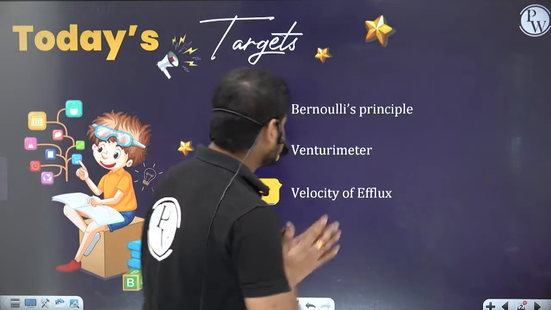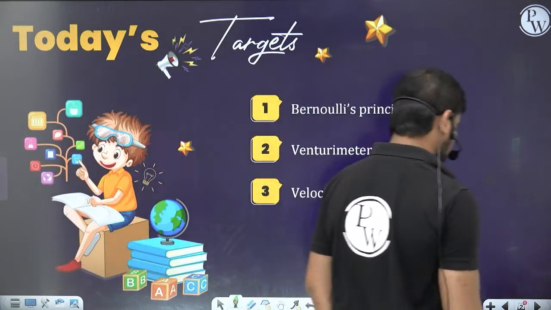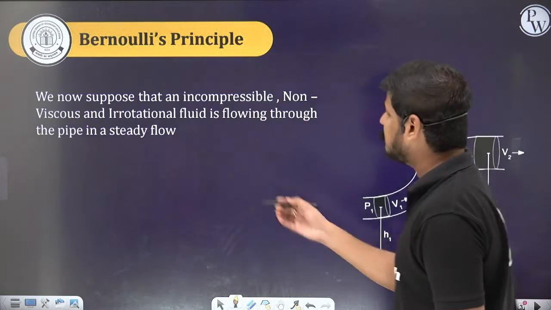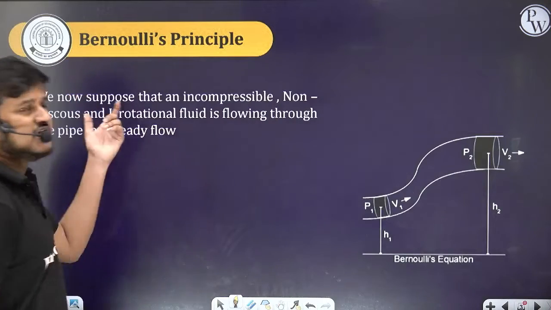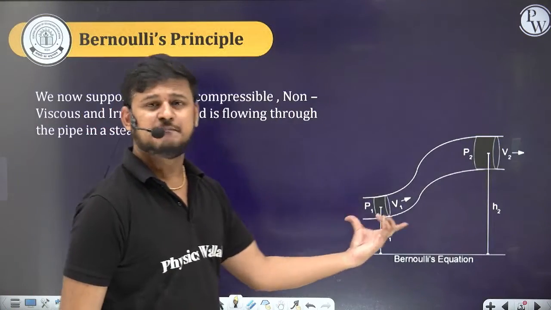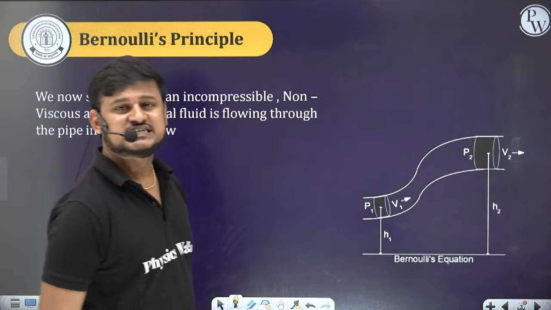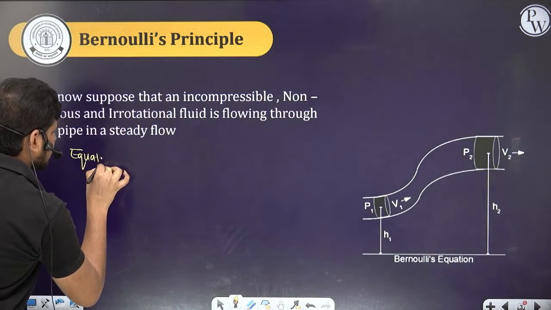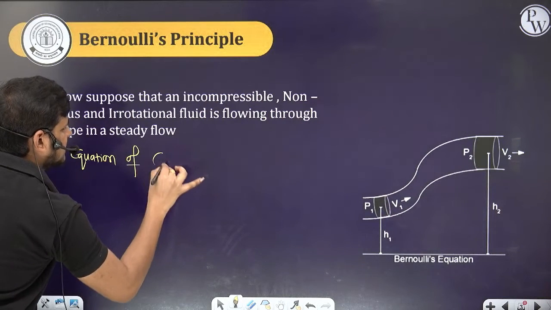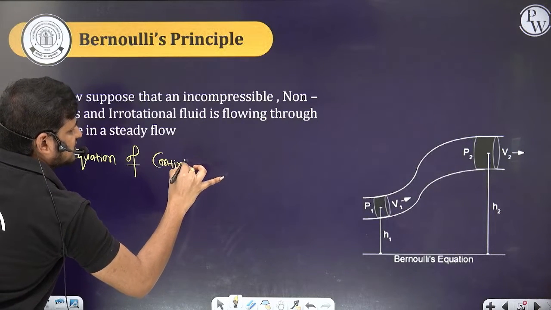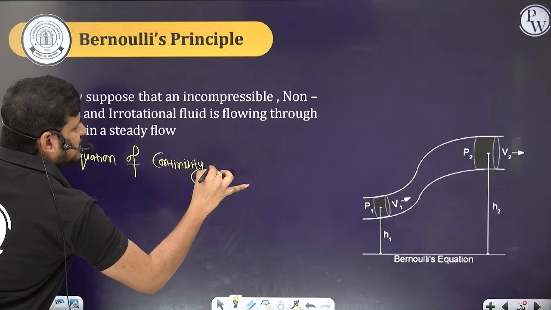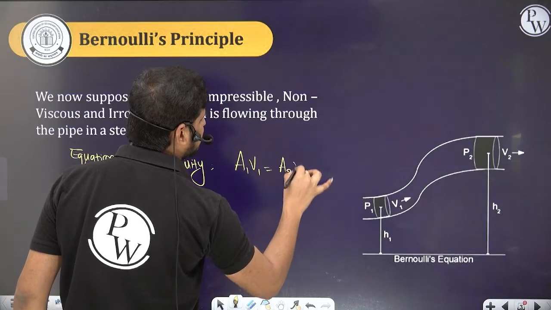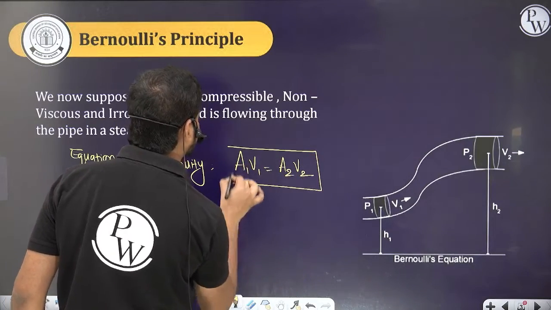Chalo, let's go for today's lecture. Let's start with Bernoulli's principle. Already in the last session we discussed Bernoulli's principle, and where the equation of continuity is applicable, right? For steady flow, what does the equation of continuity say? A1 V1 is equal to A2 V2, which is also called the rate of flow, right?